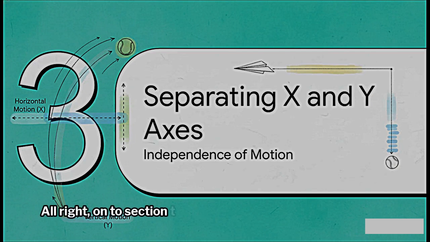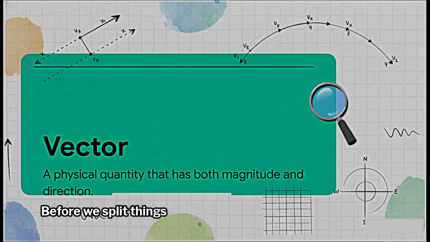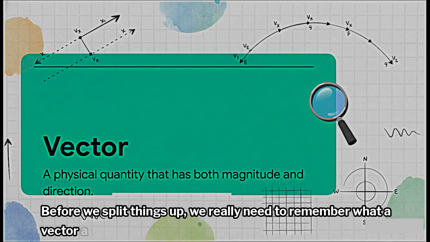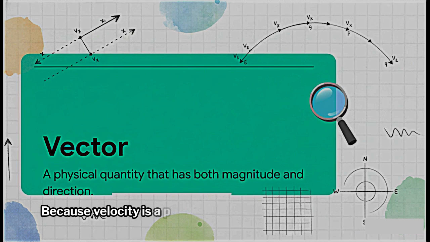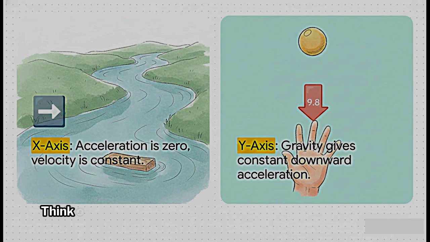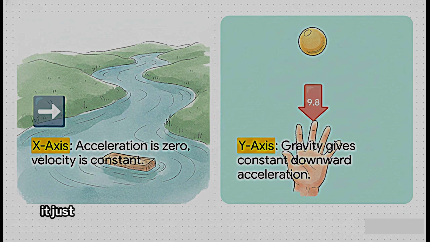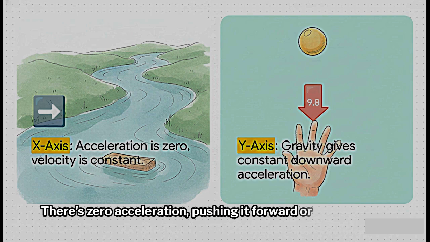All right, on to section 3, separating x and y axes. Before we split things up, we really need to remember what a vector actually is. Because velocity is a physical quantity with both a magnitude and a direction, we have this amazing power to break a complex, diagonal launch into two much simpler straight-line motions. Think of the horizontal x-axis as a perfectly smooth river flowing at a steady rate. If you drop a piece of wood in it, it just glides along at a constant speed, right? There's zero acceleration pushing it forward or backward.